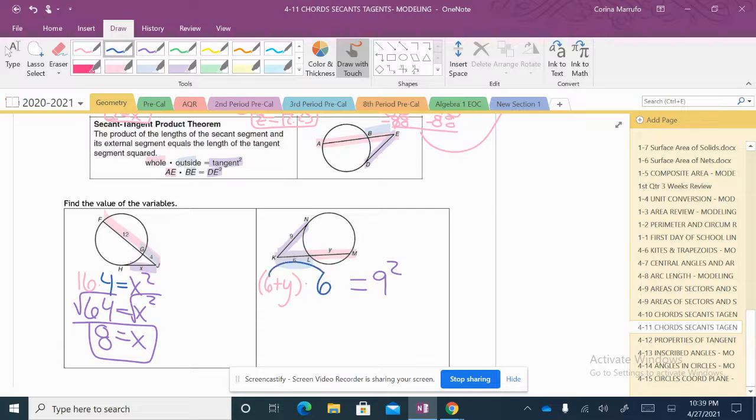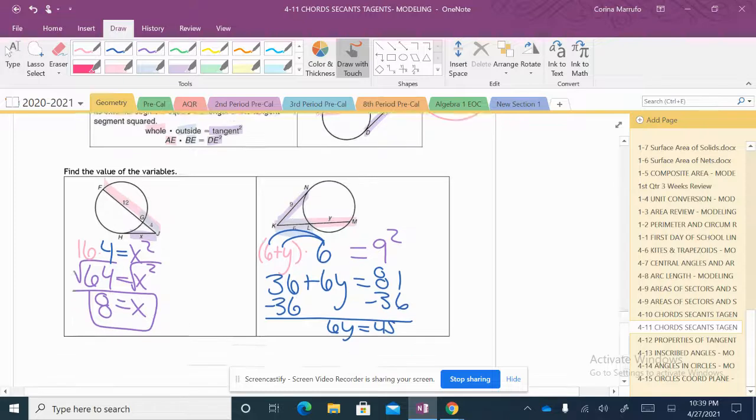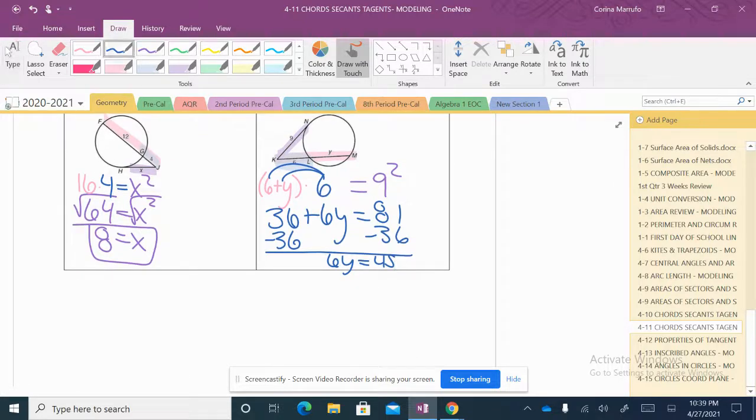And so I'm going to solve for y, but first I have to distribute. So we get 36 plus 6y equals 9 squared, which is 81. We move over the 36 by subtracting. And we get, let me see, 81 minus 36 gives me 45. So 6y equals 45. Let's scroll up. Then from there, to solve for y, we're going to divide both sides by 6. So 45 divided by 6 is going to give me 7.5.